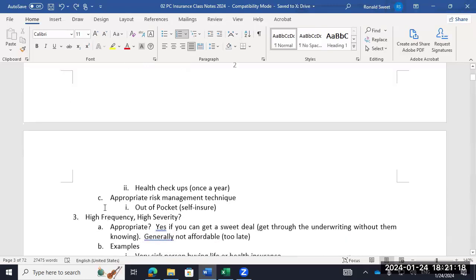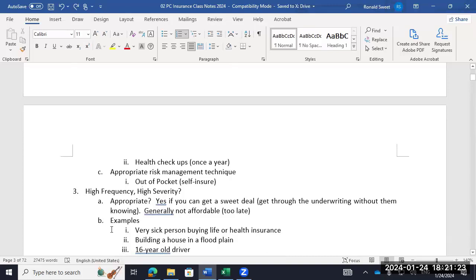All right. What about high frequency and high severity? That's the disaster of life of somebody. They live on the coast and they have a hurricane every year.